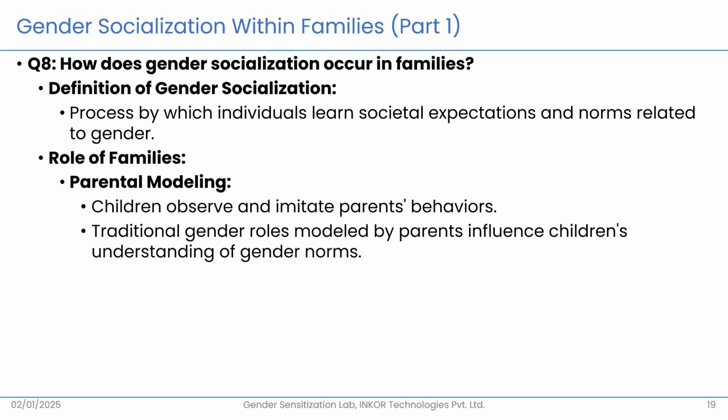Gender socialization begins within the family, where children learn societal norms and expectations related to gender. Parents play a key role in this process through parental modeling. From an early age, children observe and imitate their parents' behaviors. If fathers are the sole breadwinners and mothers take care of the home, children internalize these roles as normal. Traditional gender roles modeled by parents influence how children see themselves and their future responsibilities. This early exposure to gender norms has a lasting impact on personal identity, career aspirations, and social behaviors.